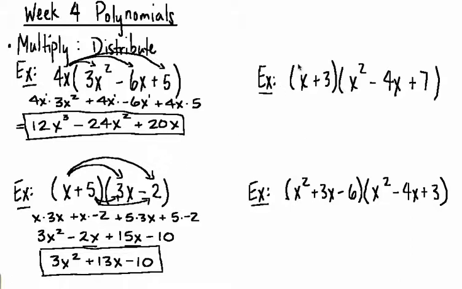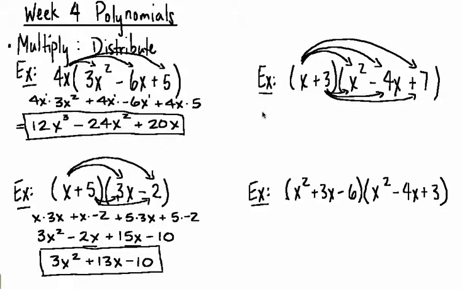If we're multiplying a binomial times a trinomial, this is the same thing. We distribute the x, multiplying it by everything inside the second parentheses, and the same thing with 3. So that is x times x squared plus x times negative 4x plus x times 7. That's the first part. That's your first distribution. And then when we distribute the 3, that is plus 3 times x squared plus 3 times negative 4x plus 3 times 7.